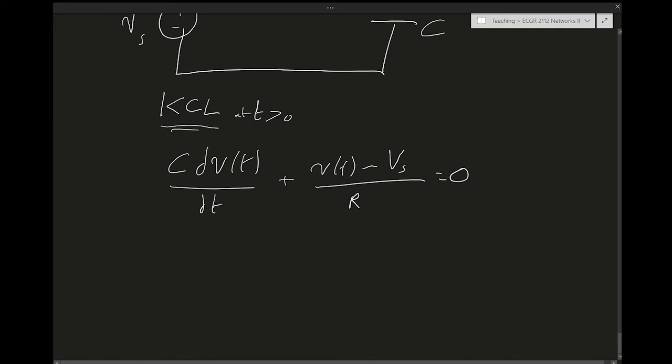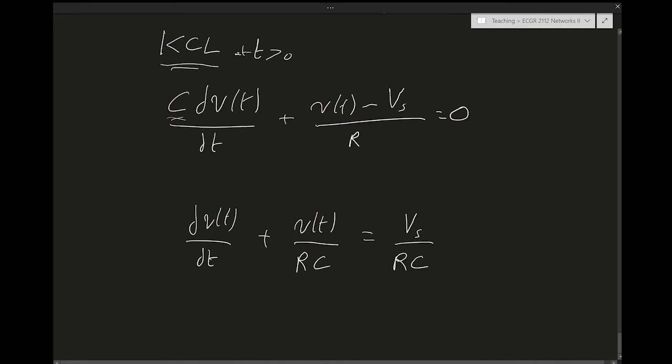It gives us the differential equation. Let me put it in the regular form, where the constant here needs to be 1. So it becomes dVc over dt plus Vc over RC, I divide by C, and then the minus Vs over RC goes to the other side. So I end up with Vs over RC.